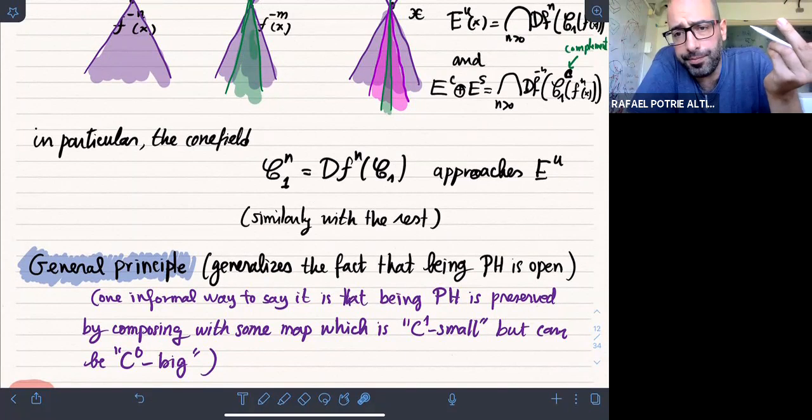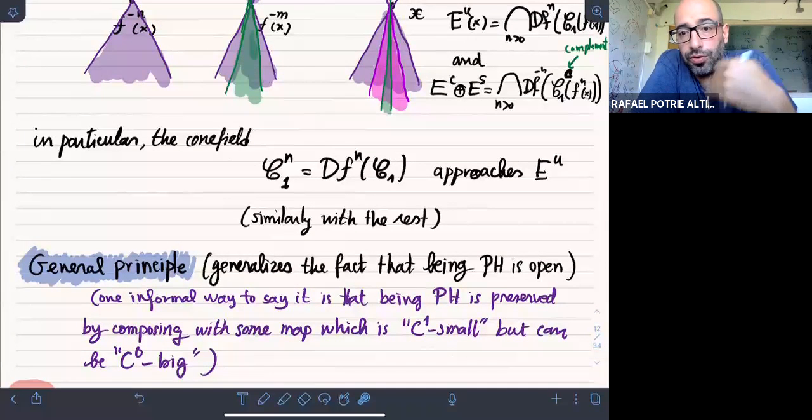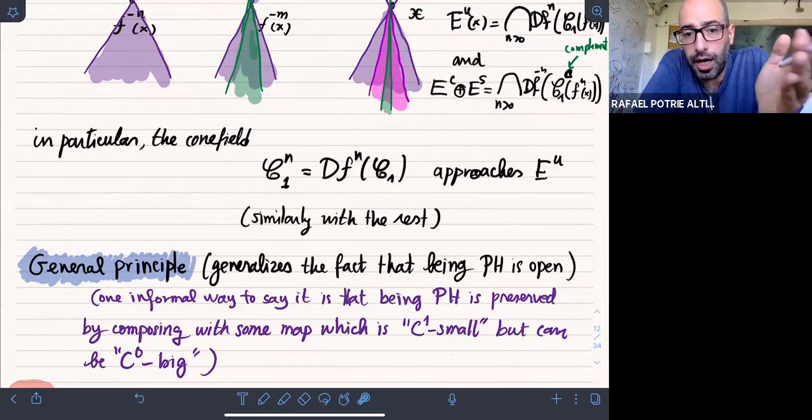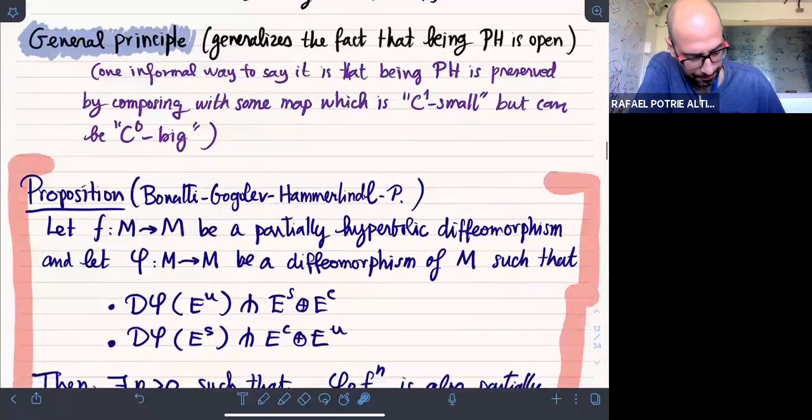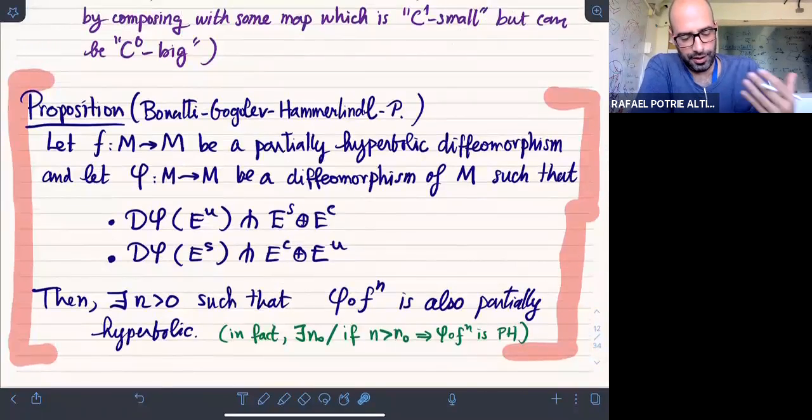And so the general principle that maybe we should try to use here is, once you have these cone fields, it's not really the fact that you are C1 or C0 close to your map that makes you keep the partial hyperbolicity. It's only the fact that you preserve the same cone field. And this is what I informally like to say, that you can do perturbations which are C1 small but C0 very big.